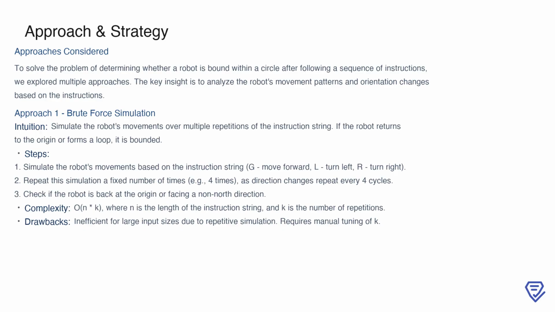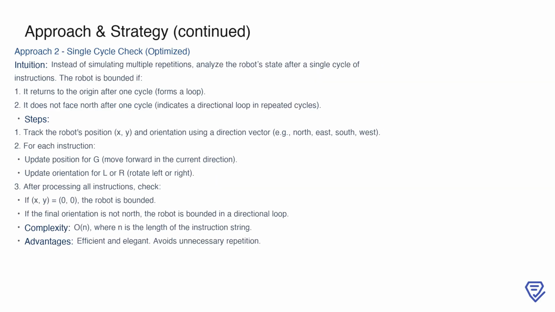However, this approach has a key drawback: it is computationally expensive for large inputs, as the simulation involves repetitive calculations and a manual choice of the number of cycles. The time complexity here is n*k, where n is the length of the instruction string and k is the number of repetitions, making it less efficient than desirable. A more optimized method is to check the robot's behavior after a single cycle of instructions.